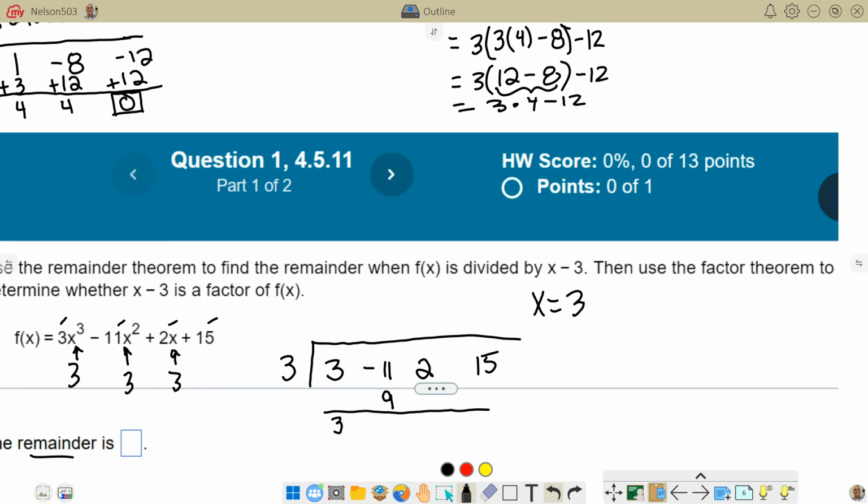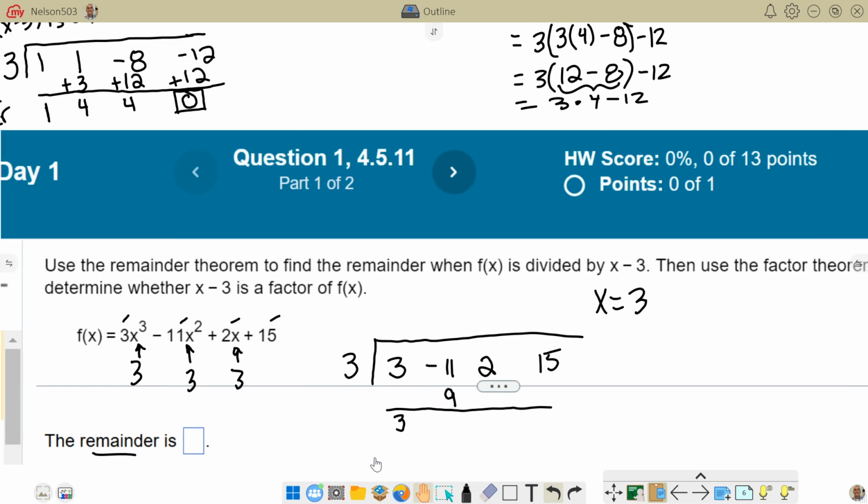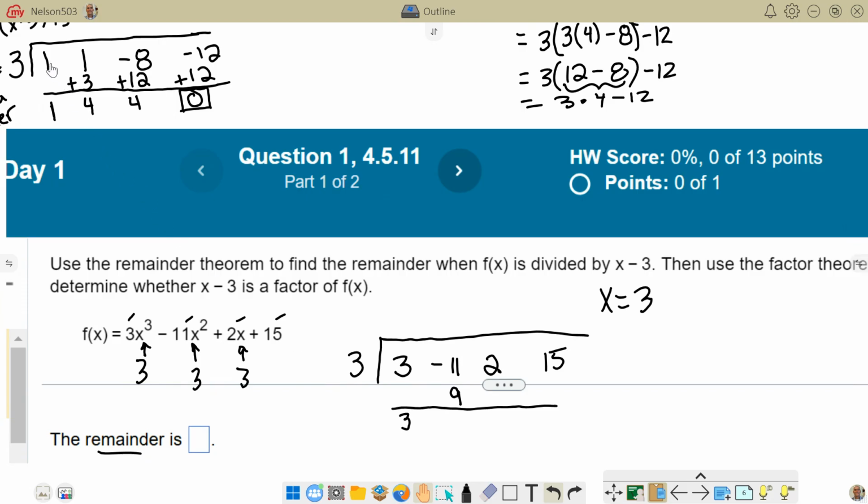So let's investigate for just a second. Is that what I was doing right up here? See how I brought that 1 down here, yes. And then I took 3 times 1, I got 3, and I put the 3 right there. Then I added these two together, okay? So 3 times 3 is 9, put the 9 right there, and I add those two together, and I get negative 2.